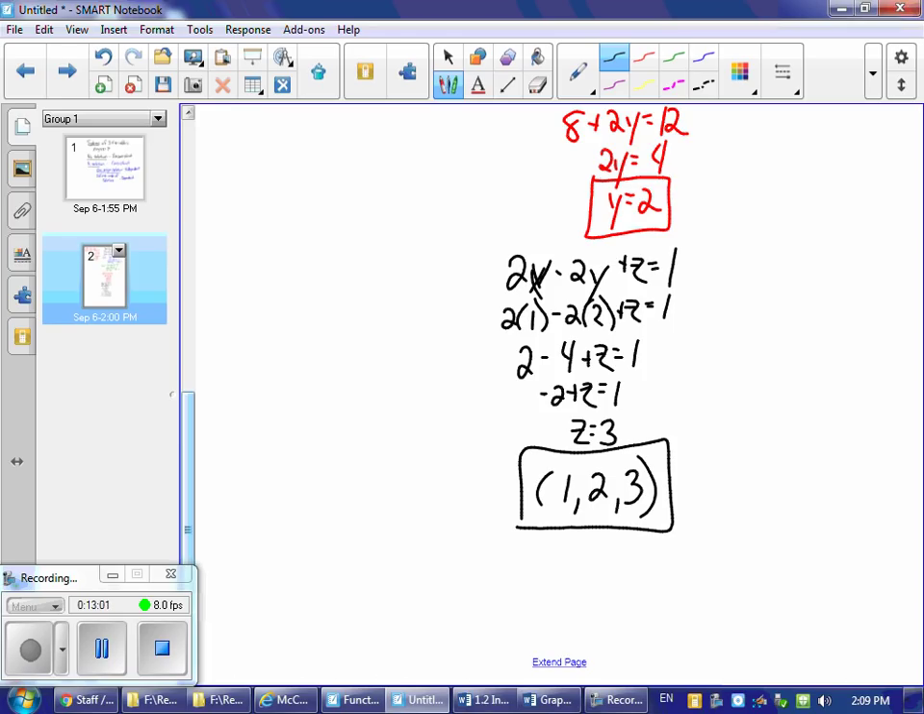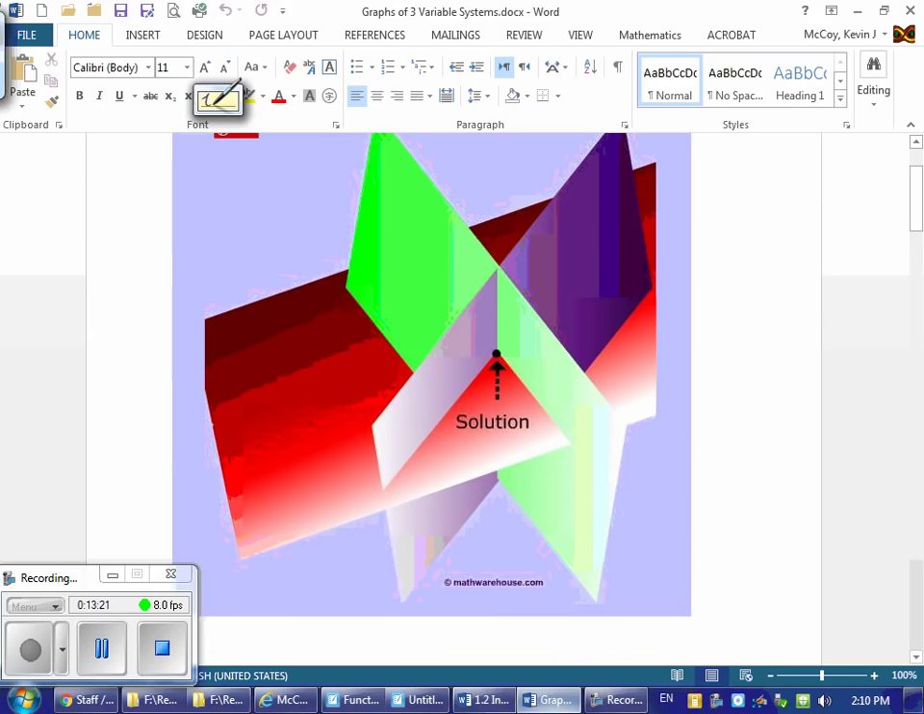Okay, that is a point. It's a 3-dimensional point, but it is a point where you have an x, y, and a z value. What does that look like geometrically? Well, here's the answer to that question. Here we go. This is what it looks like geometrically to have 3 planes intersecting at a single point.